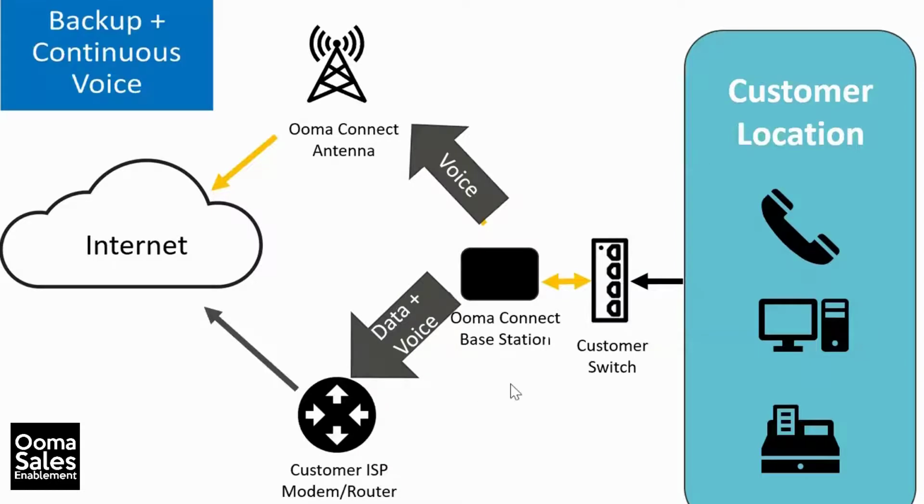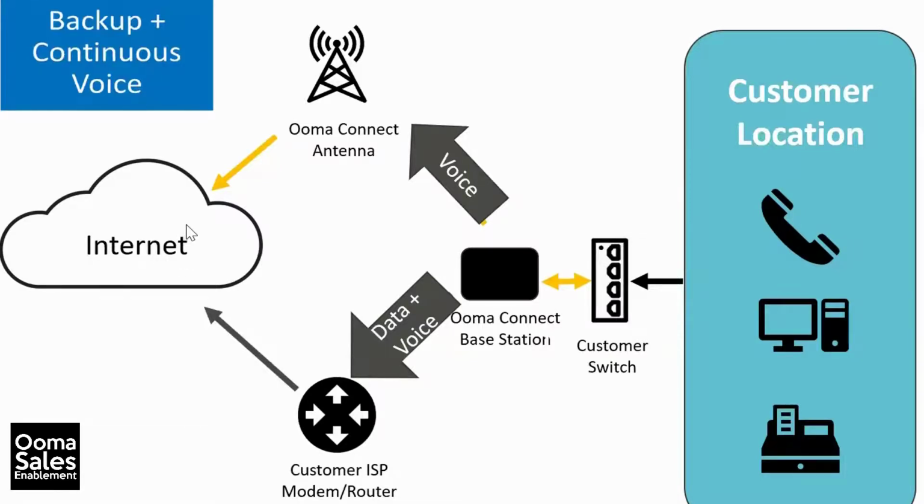So if a customer picks up this phone right here to make a call, when that call hits the Connect base station, the base station is going to send that call out both connections. So that call is going to go out our Ooma Connect antenna as well as across their current ISP connection. Whichever call gets back to our data center first. So remember, the voice packets are being sent out both ways. So whichever data packet gets to us first wins.